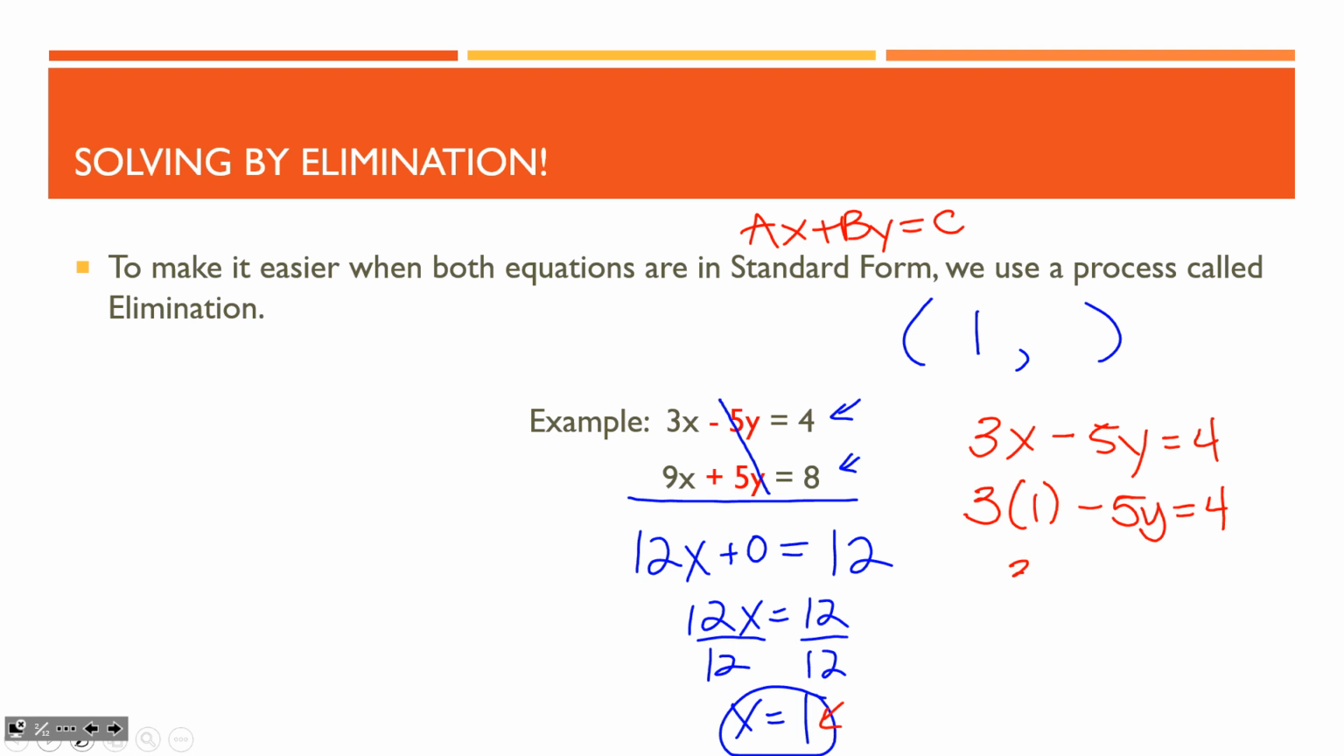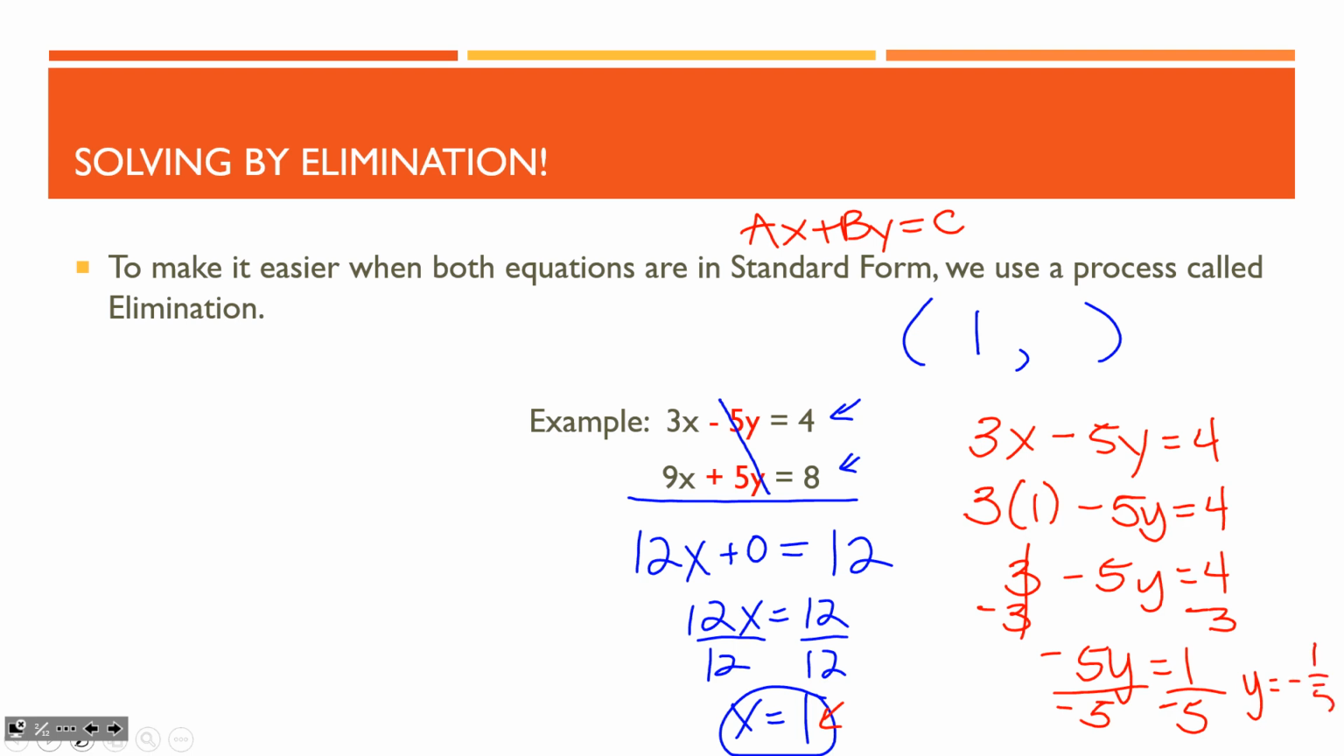3 times 1 is 3. 3 minus 5y equals 4. Now solving for y, I subtract 3. I have negative 5y is equal to 4 minus 3, which is 1. Now to solve for y, I have to divide by negative 5. So I get y is equal to 1 over negative 5, or negative 1/5. And now I know that these two lines intersect at that point, the point 1 comma negative 1/5.